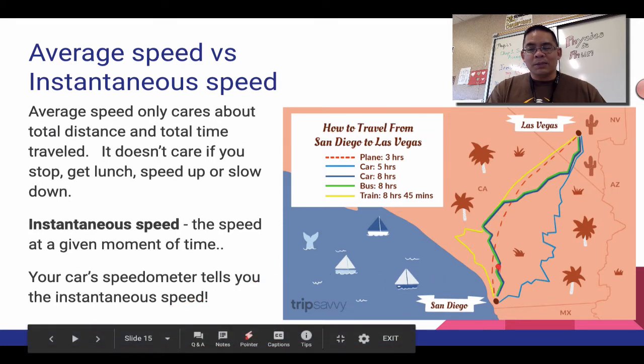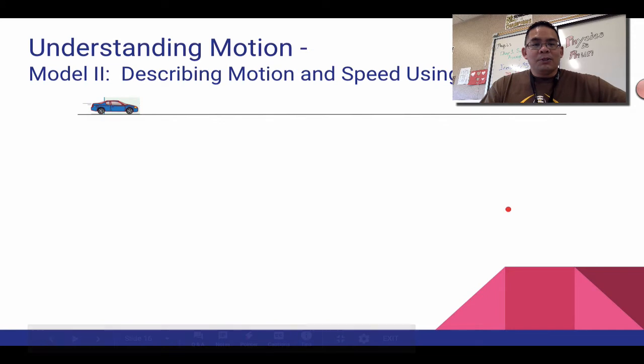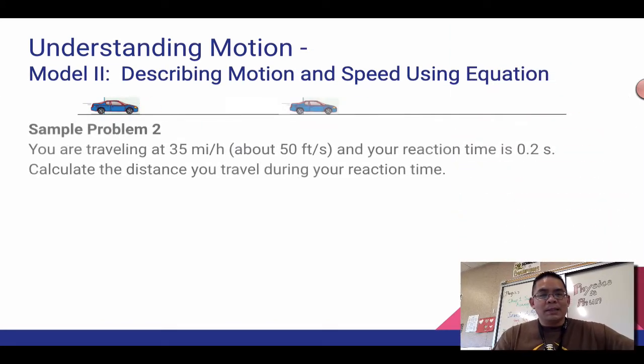Okay, so instantaneous is what your speedometer tells you, and average really is calculated: as long as you know the total distance and the total time, you can calculate that. All right, understanding motion, model number 2. Again, sample problem number 2.